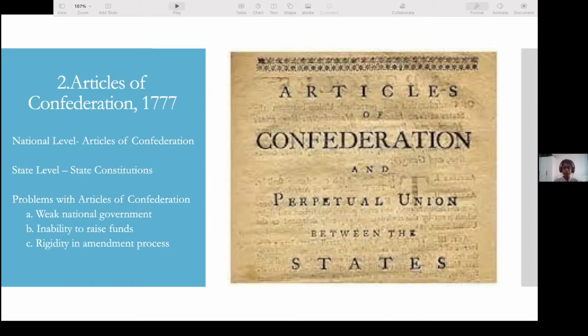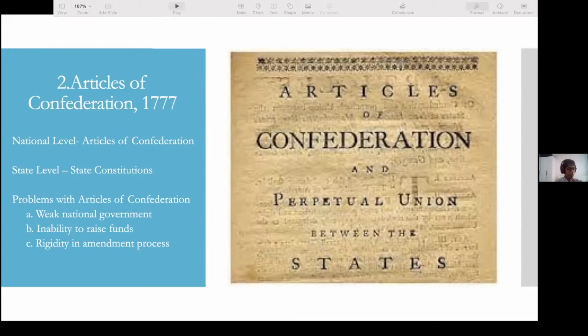And the Articles of Confederation also had a very rigid amendment process. It was not easy to amend the Articles of Confederation to give the national government more powers. And because of this rigidity in the amendment process, the Articles of Confederation did not serve the purpose that it was intended to, which was to ensure that there was proper governance during the war period.